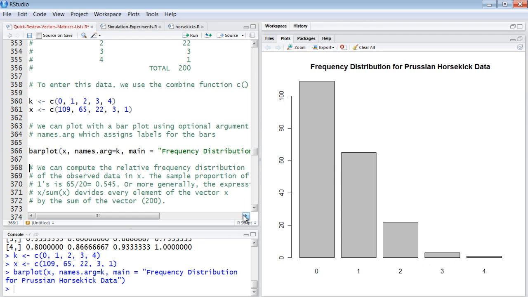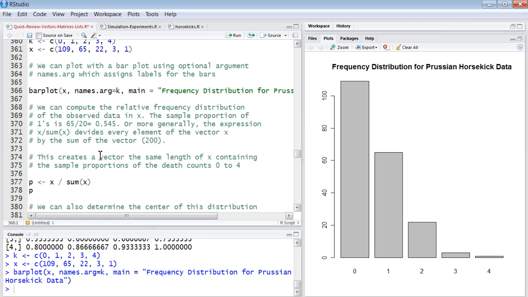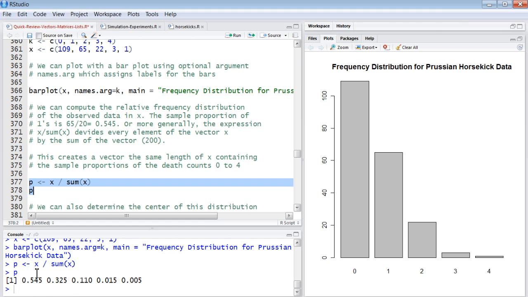So we could compute exactly the relative frequency distribution for these ones, zeros, ones. We have 200 altogether, and we know that 65 of them were one, right? So we could do that. So let's create a vector that's got the sample proportions of the death counts, where X will be the number of corps years over the total. Okay, so we do that. So we'll have the probabilities successively for 0 deaths, 1 death, 2 deaths, 3 deaths, 4 deaths.